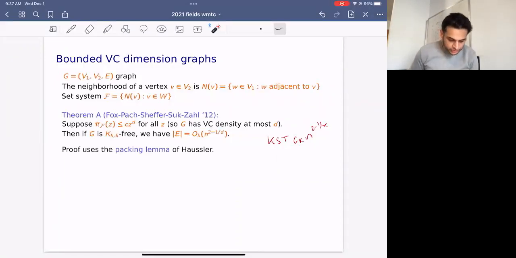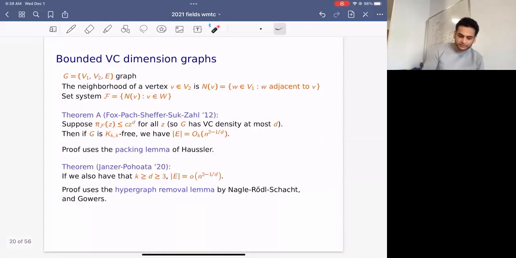And more recently, there was a slight improvement, by Janzer and Pohoata from last year. What they show is that if k and d are both bigger than 3, then you can do a little bit better. They don't really quantify how much, but it should be little o, so strictly smaller than 2 minus 1 over d. So I guess an open question here is, what should the exponent be exactly?